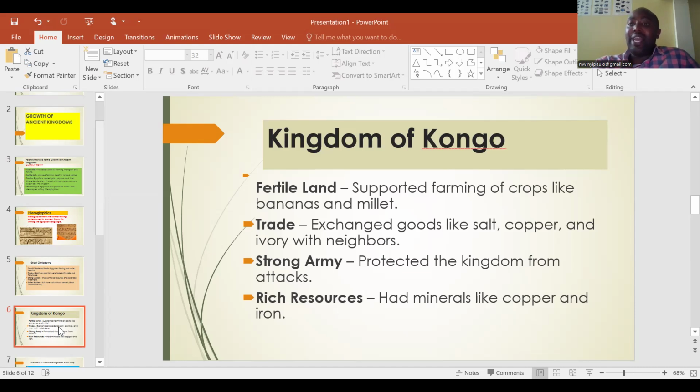Trade also came in handy, where in the Kingdom of Congo, they exchanged goods like salt, copper, ivory, among other goods, with their neighbors. The Kingdom of Congo had a strong standing army that protected the kingdom from external attacks. This is a great factor that led to the growth of the Kingdom of Congo. The other factor was rich resources. The Kingdom of Congo had minerals like copper and iron.